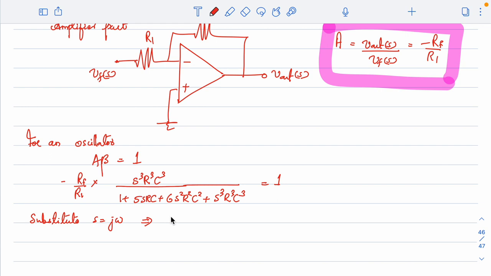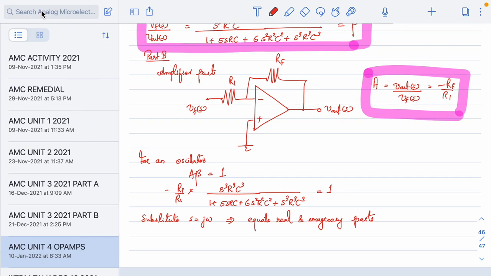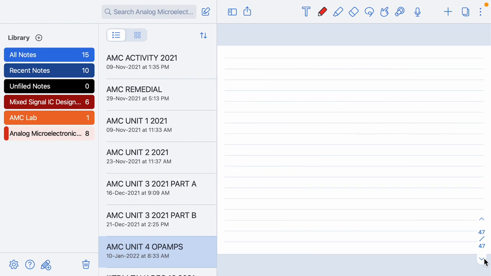So what I'll do is, after substituting this, I'll equate the real and imaginary parts. That will give you the two conditions we were looking for before, right? So let me just quickly do that as well.